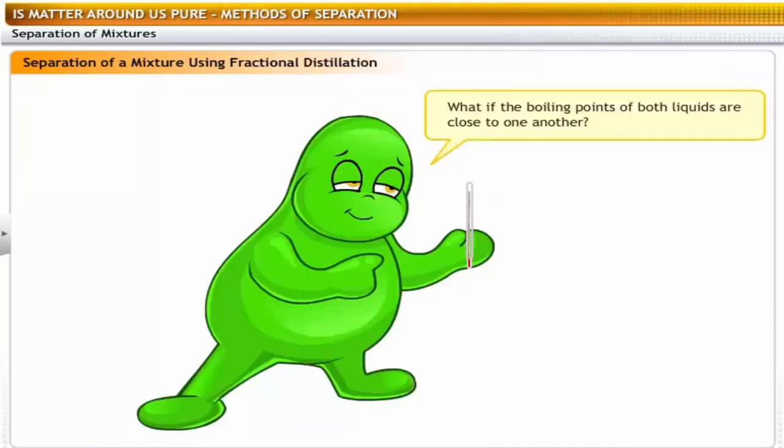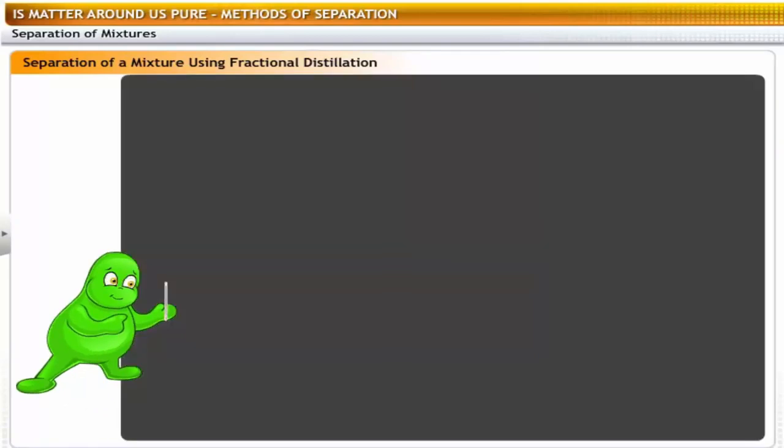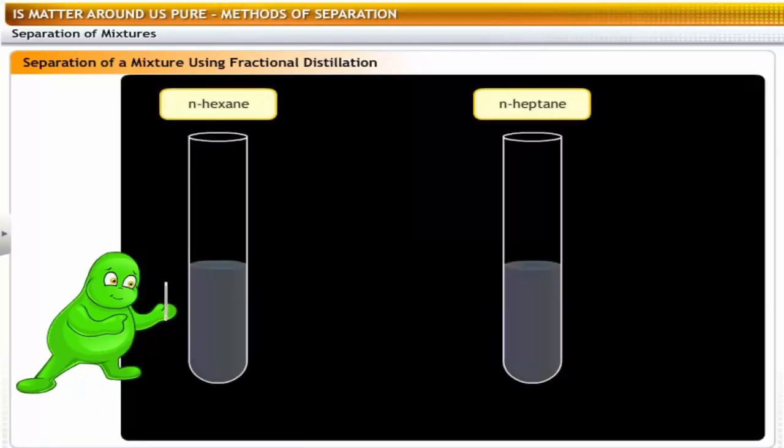What if the boiling points of both liquids are close to one another? In case the difference in the boiling points of the liquid is less than 25 Kelvin, you can use the fractional distillation method. Let's take an example of two such liquids, N-hexane and N-heptane.